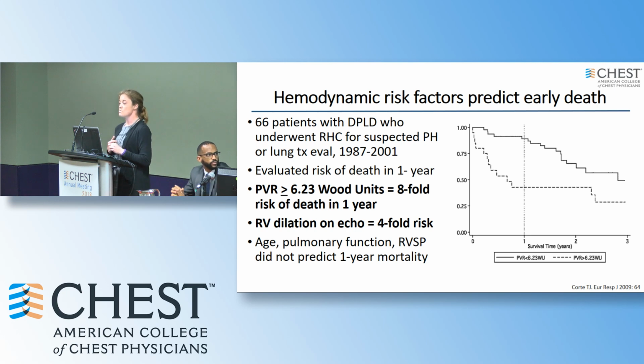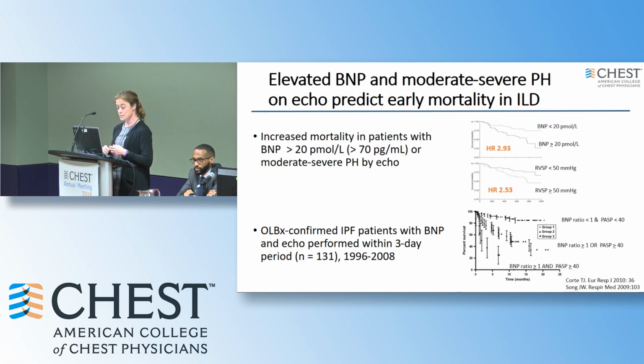So hemodynamic risk factors also predict death. When you actually do a right heart catheterization, you can find some pretty significant risk factors, namely PVR. In one study of 66 patients with diffuse parenchymal lung disease who underwent right heart cath either for suspected PH or lung transplant evaluation, those who had a PVR of at least 6.23 Wood units had an 8-fold increased risk of death at 1 year. If you had significant RV dilation on echo, it was a 4-fold increased risk. And interestingly, in this cohort, age, pulmonary function, and RVSP didn't predict 1-year mortality.